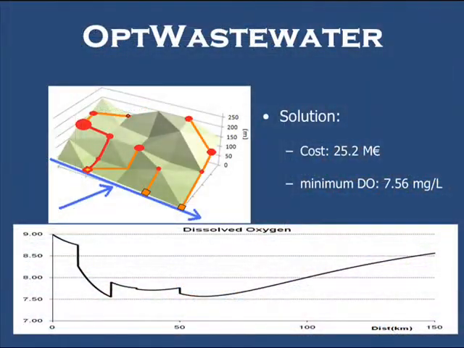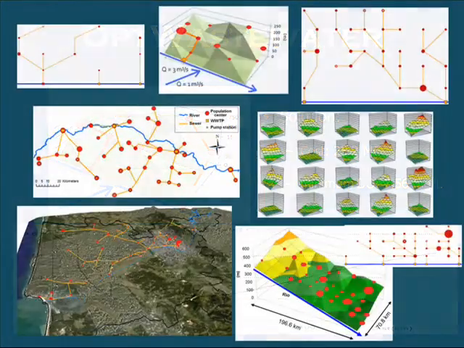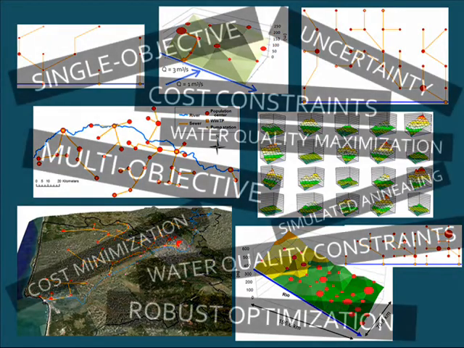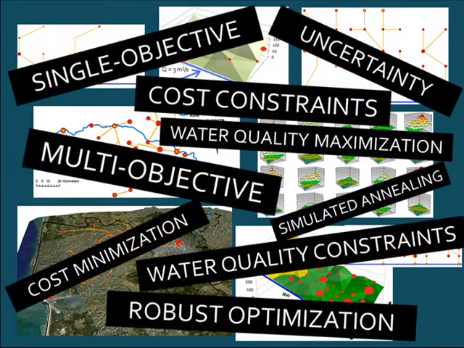To conclude this tutorial, here is the summary of the solution obtained for the problem example. OptWastewater has already been successfully applied to several case studies. The computer program is also prepared to deal with different approaches to the regional wastewater systems planning problem.